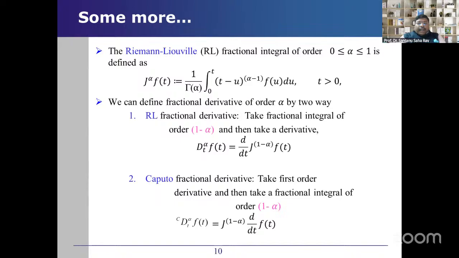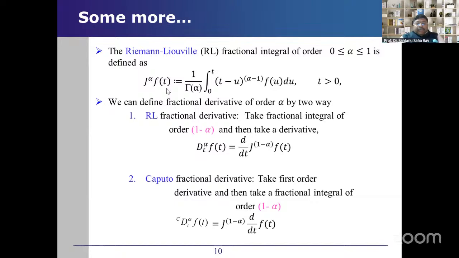So with the help of this concept, the Riemann-Liouville fractional integral of order alpha, where alpha lies between 0 and 1, is given by this operator, the Riemann-Liouville fractional integral operator J alpha of order alpha over the function f(t). This is 1 by gamma alpha integral 0 to t (t minus u) to the power alpha minus 1 f(u) du, where t is greater than 0.